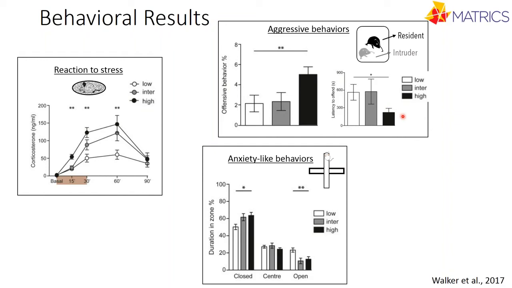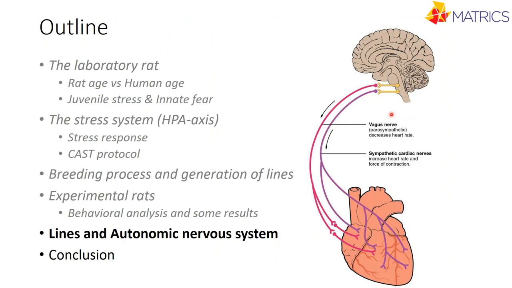And in terms of aggressivity, as I mentioned before, we saw clearly that the high lines were more aggressive, doing more offensive behaviors. Also, the latency to attack was lower, and they were pathologically aggressive as well. I don't have the graph here, but they were also attacking with abnormal patterns of biting in vulnerable areas in comparison to both the low and the intermediate animals. So the high line seems to be pathologically aggressive and was of specific interest also in the context of MATRICS.